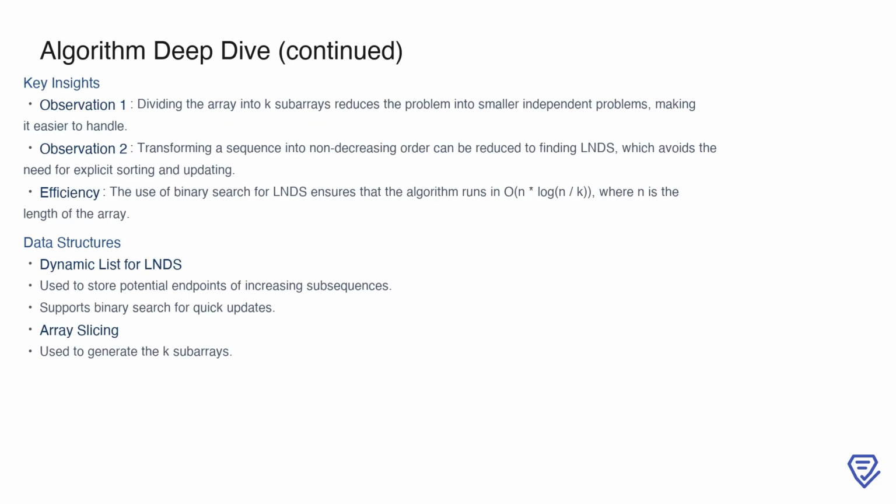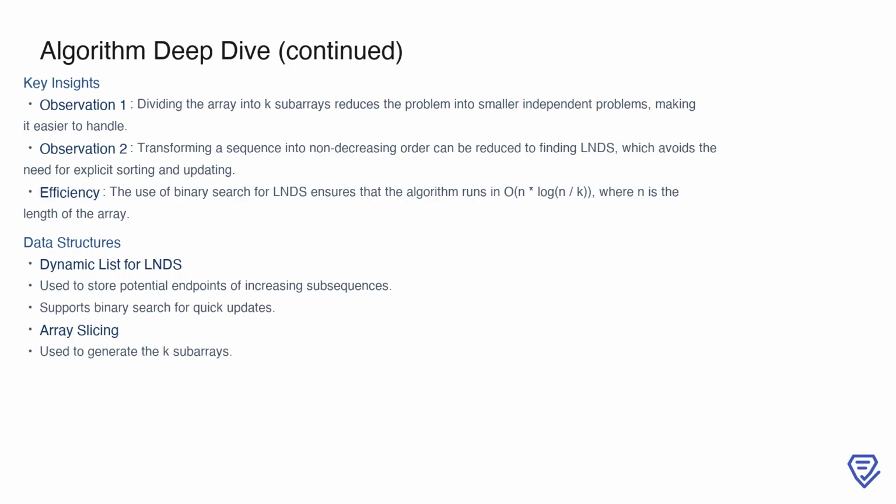There are several key insights that make this approach both effective and efficient. First, dividing the array into k subarrays simplifies the problem by breaking it into smaller, independent challenges. This way, we only have to solve the k increasing condition within each subarray. Second, transforming a sequence into non-decreasing order is reduced to finding the LNDS. This eliminates the need to explicitly sort or update the array, which would be computationally expensive.